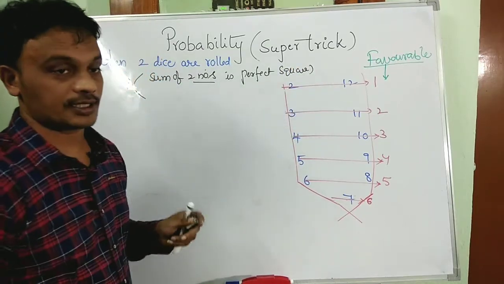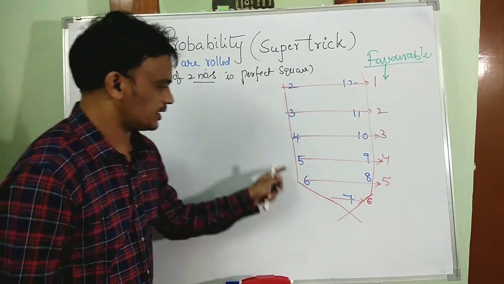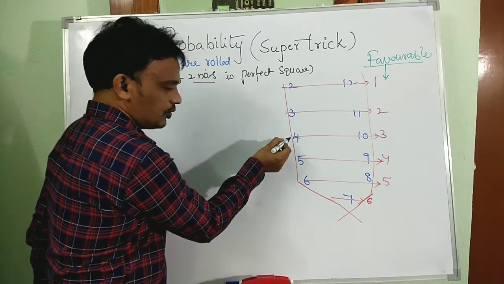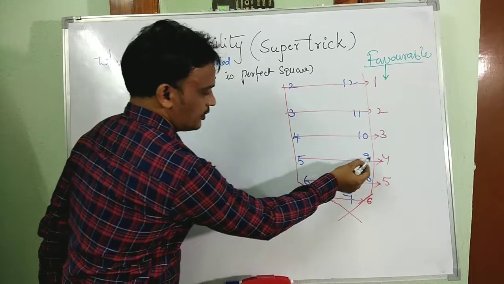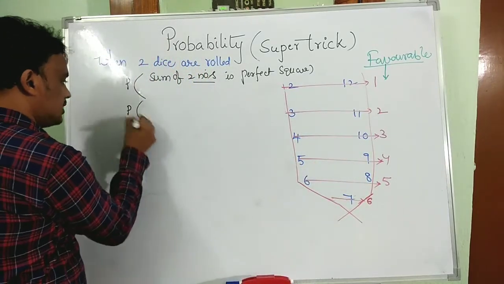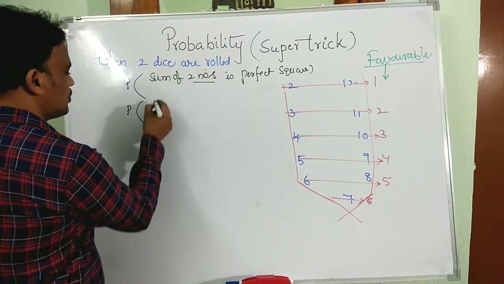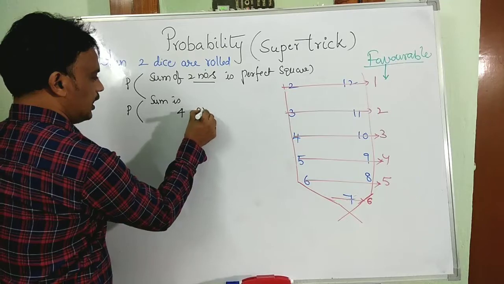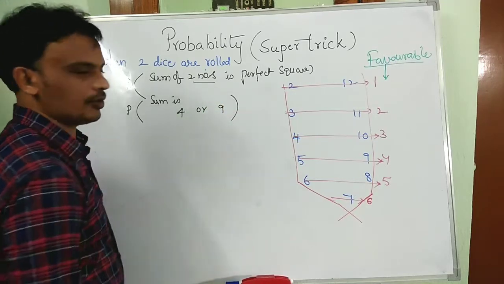They are asking about the sum of the two numbers being a perfect square. What are the perfect squares? Sum 4 is a perfect square, and 9 is a perfect square. Indirectly, they are asking for the probability that the sum of the two numbers is either 4 or 9.